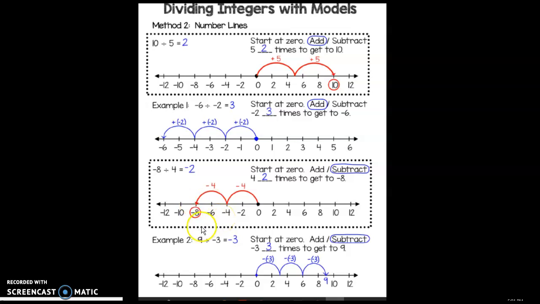And example 2, 9 divided by negative 3 is equal to negative 3. You start at 0 and you're going to subtract 3 times to get to positive 9. So you're going to subtract a negative 3. So if I take away a negative 3 times, that is the same as adding the opposite. So instead of taking away a negative 3, I'm actually going to be adding 3. So remember with subtraction we add the opposite. So it's like saying do the opposite. Do the opposite of negative 3, which is positive 3. And that's why we're going to be going to the right.